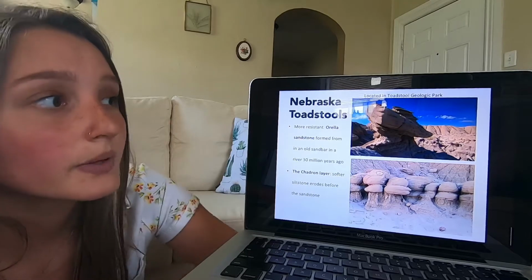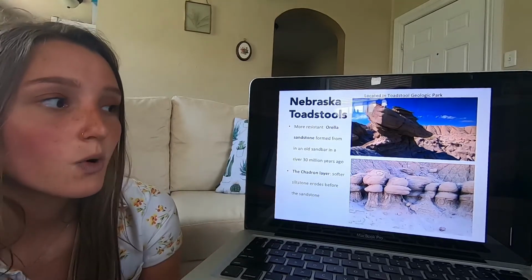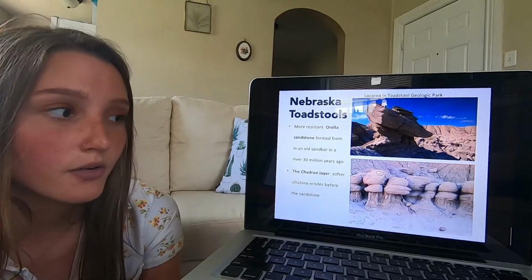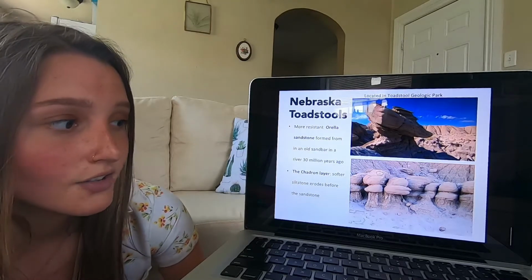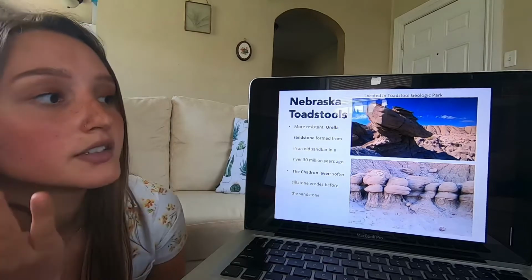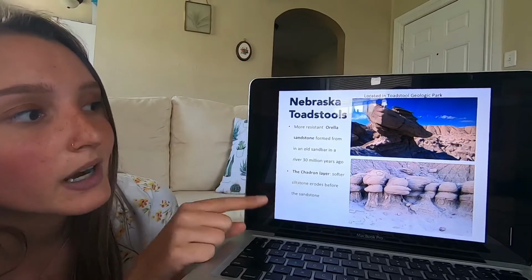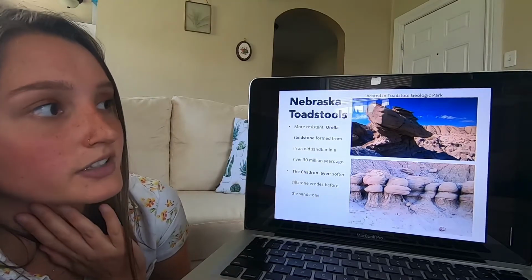So we have the top layer, which is the more resistant Orella sandstone, and it is formed from an old sandbar in a river 30 million years ago. And below that is the Chadron layer. It's a softer siltstone and erodes before the sandstone, again causing these mushroom-like features, and these tend to be a little bit more abstract looking in shape due to the different layers that we see here.